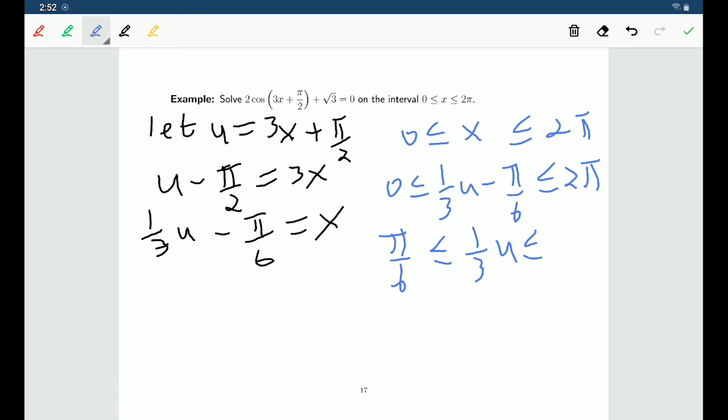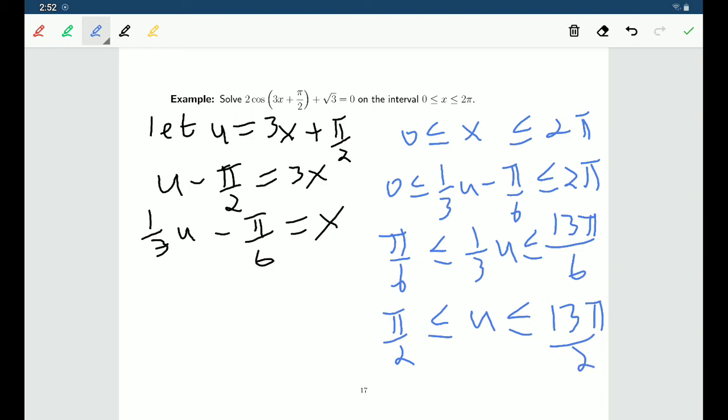And 2 pi plus pi over 6 is, there we go, 13 pi over 6. All right, so now to solve for u, to find u isolated by itself in the middle, I take all sides of that inequality and multiply everybody by 3. Pi over 6 times 3 gives me pi over 2. A third u times 3 gives me u. And 13 pi over 6 times 3 gives me 13 pi over 2.